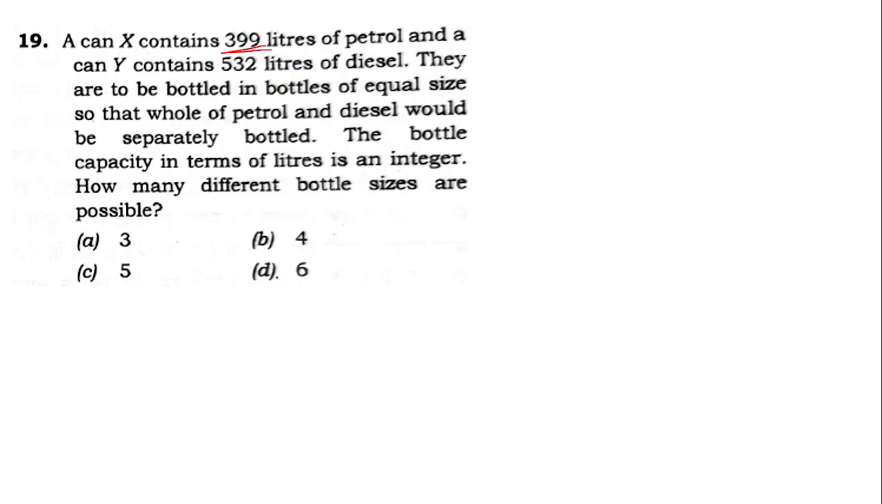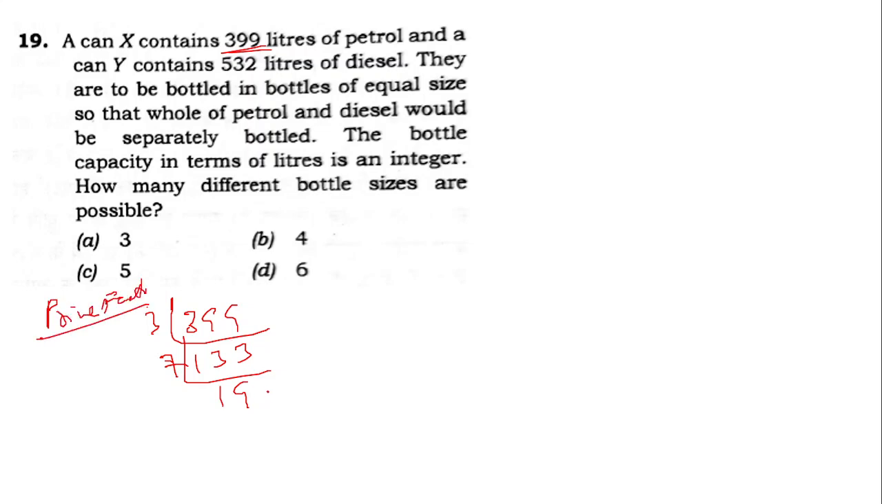399. I'll divide by 3. Again, is it possible to divide by 3? No, I cannot. Let me try some other number. Is it possible to divide by 7? 7 ones are 7, then 63, 7 9s are 63. And that's it. I cannot divide any further. So this is the prime factorization method, if you remember, prime factorization to calculate HCF and LCM. So I got here 3 into 7 into 19 and of course 1.